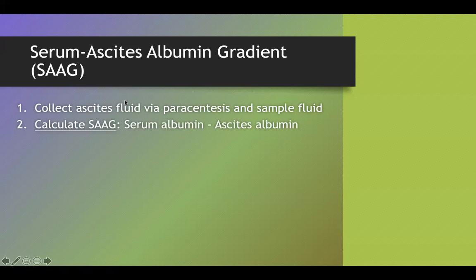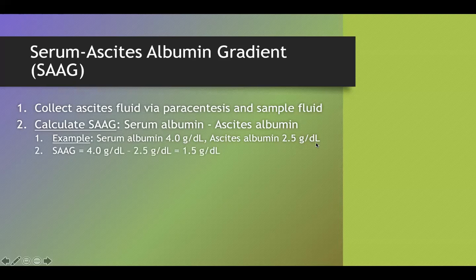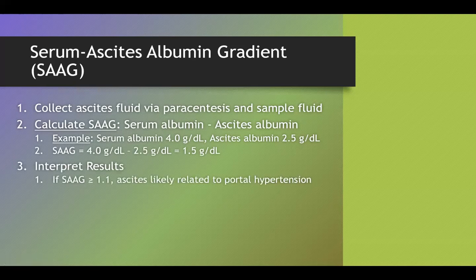So you're going to collect the serum albumin and the ascites albumin, and then you'll subtract them. So as an example, let's say your serum albumin is 4 and your ascites albumin is 2.5. That would give you a SAAG of 1.5. And how do you interpret these results? If it's ever 1.1 or above, then it's probably related to portal hypertension.